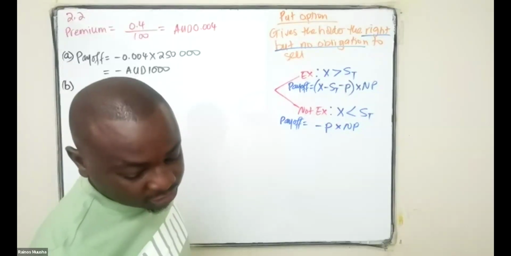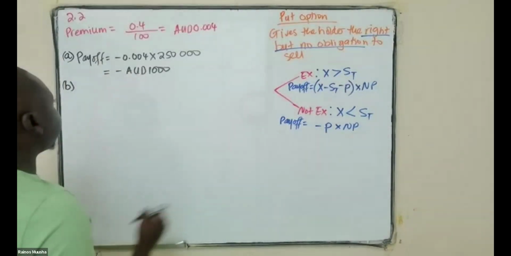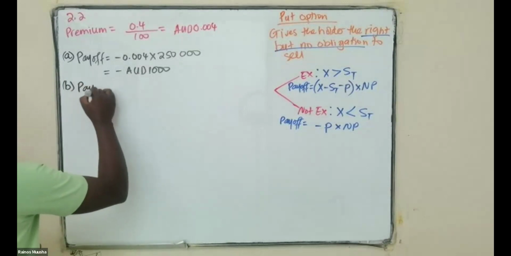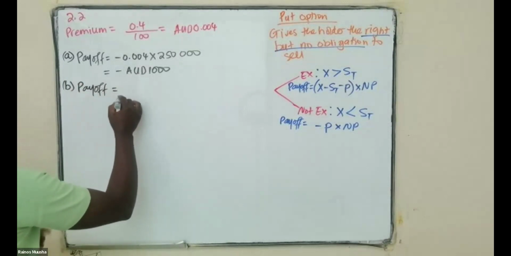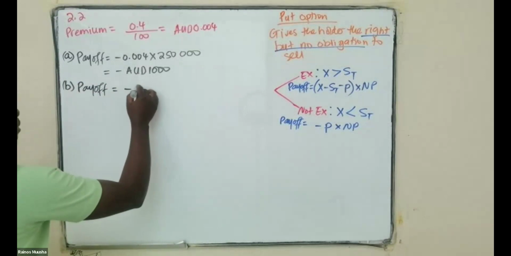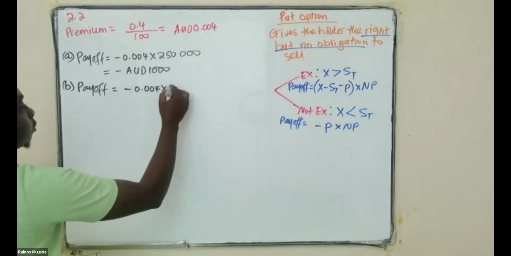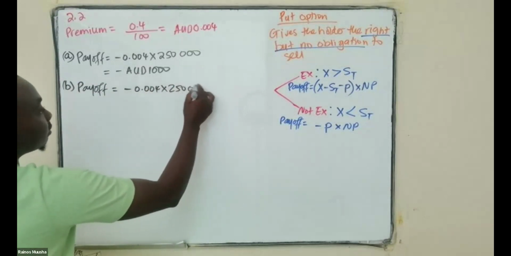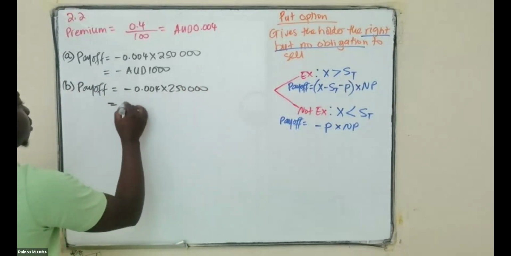So if we don't exercise this particular option, our net payoff is going to be the loss that we're going to be having on the premium, which means it's going to be minus 0.004 multiplied by 250,000, which is going to be minus.